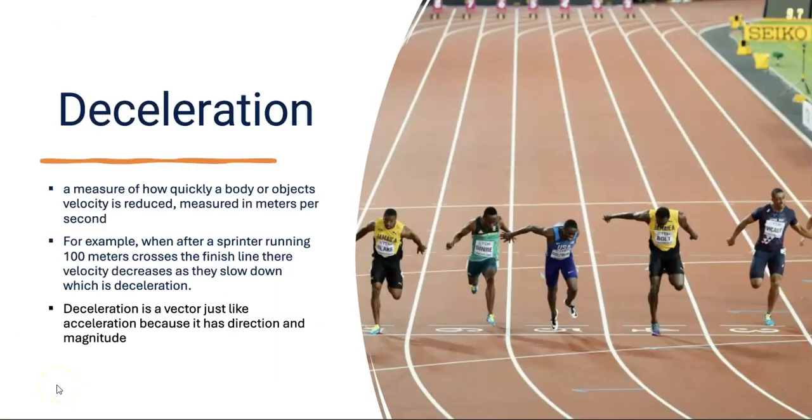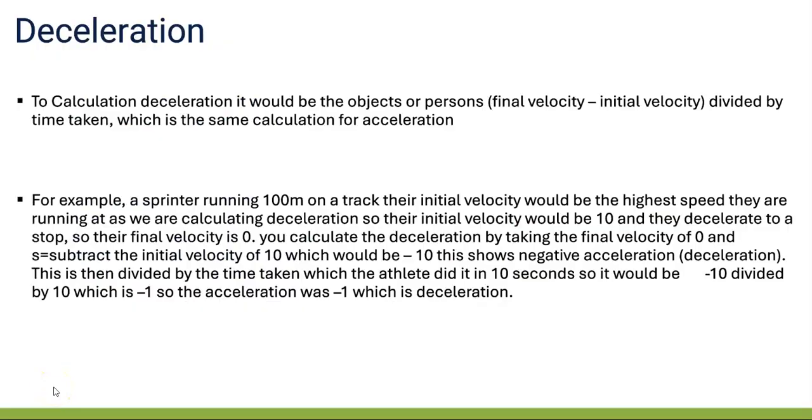Deceleration. Deceleration is a description of negative acceleration, or a measure of how quickly a body or object's velocity is reduced, measured in meters per second. For example, after a sprinter running 100 meters crosses the finish line, their velocity decreases as they slow down, which is deceleration. Deceleration is a vector just like acceleration because it has direction and magnitude. To calculate deceleration, it would be the object's or person's final velocity minus their initial velocity, divided by the time taken, which is the same calculation as for acceleration.